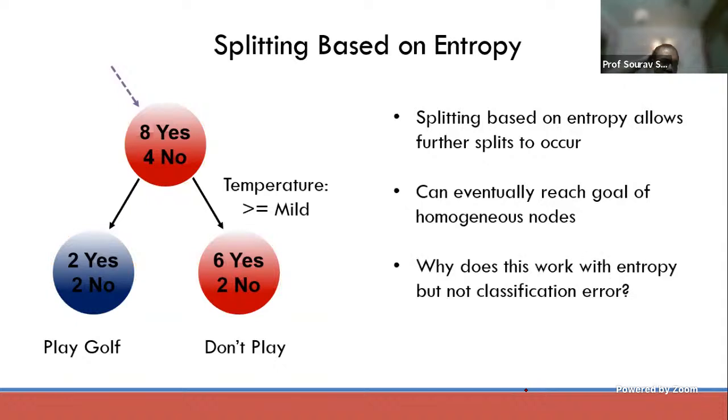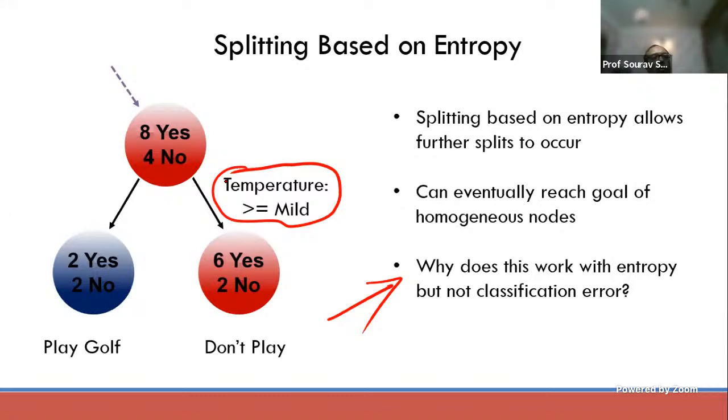So the question is why this works with entropy but not with classification error. Because with classification error, I found that I have reached a state where I can't split it further. That's what I saw with classification error. But with entropy, I was actually able to split. But once again, the same question remains: Professor, how did you know that I have to use the temperature? Again, this is just an example which we have taken.